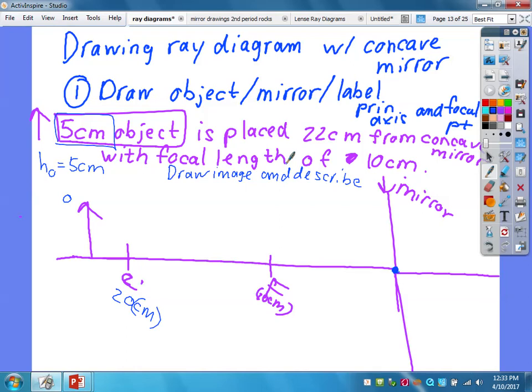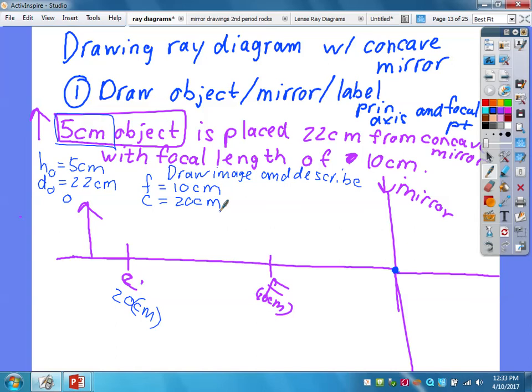It says the object is placed 22 centimeters from the focal length. So that's my object distance, 22 centimeters. All right? And it has a focal length f of 10 centimeters. So again, that's why I know that means C is 20 centimeters. That is how I know where to place my arrow. My object is greater than C, so it's even farther away from the mirror than C. So that is what I first initially draw.